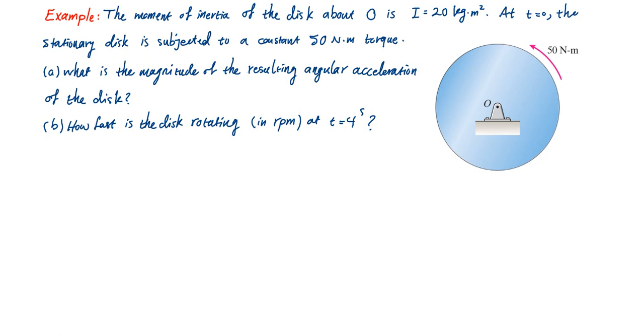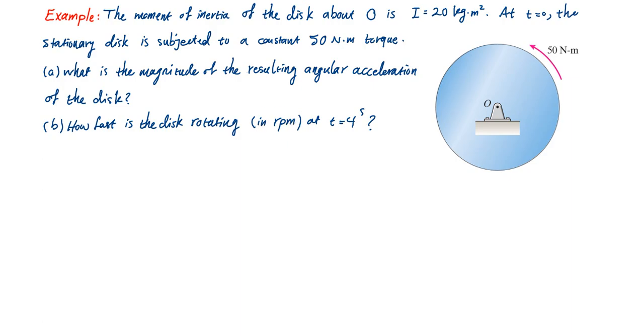Now, what did they ask? They asked us to find the magnitude of the resulting angular acceleration of the disk. So we're looking for alpha, which is caused by this torque applied to the disk. And then we're asked to find how fast the disk is rotating after 4 seconds. And specifically, they told us to find the rotation in RPM.